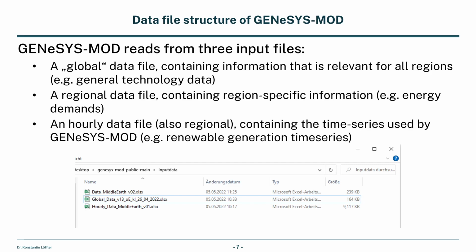The data reading logic is as follows. The model always tries to read information on the specific region it's looking for. So in the Middle Earth example, it would always look for the data in the specific Middle Earth region. But if it can't find data, then it will use the global data instead to fall back on. So this is always the idea, that you always have this fallback option. The hourly data then, as I said, is specific for this very region. There's no fallback option or anything like this.